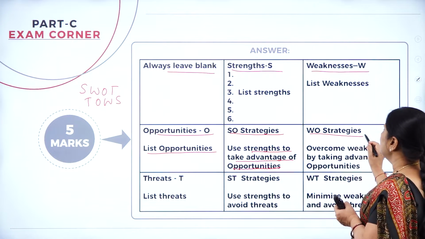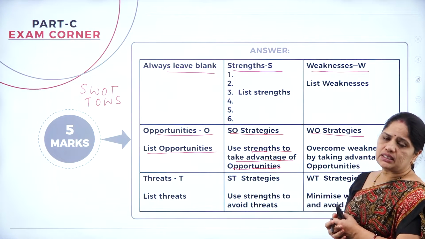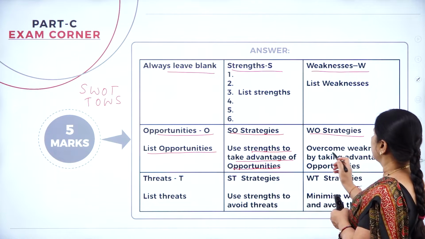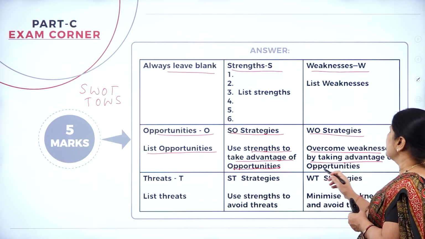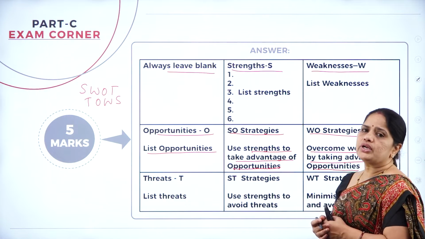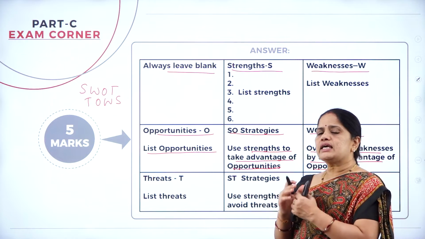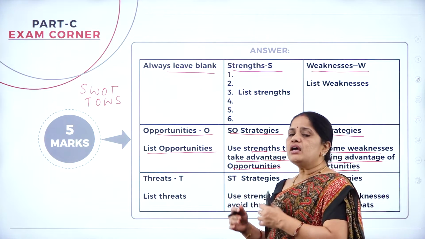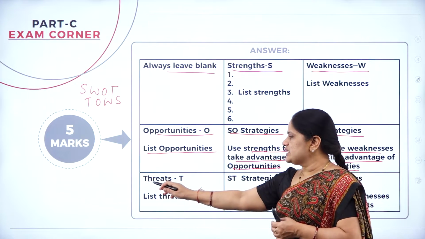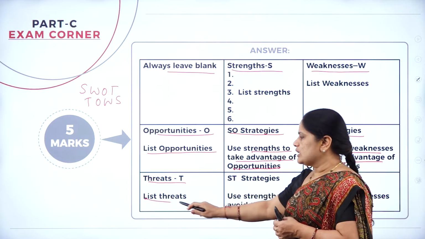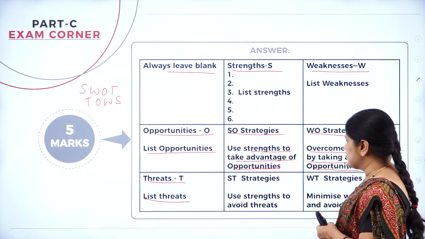Then we have the WO strategy, the weaknesses and the opportunities. Overcome weaknesses by taking advantage of the opportunities. You try to see that the company's weaknesses are gone by making use of the opportunities. Then we have the threats. So list out all the threats of the organization.